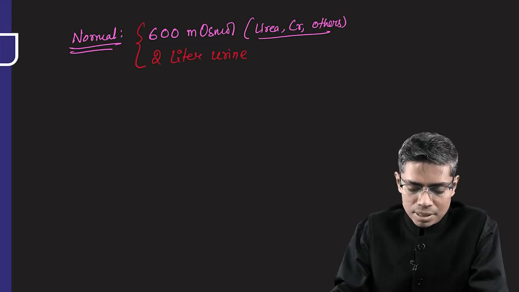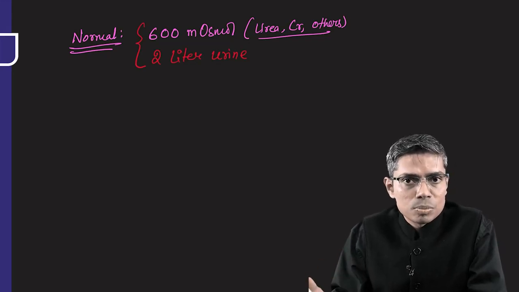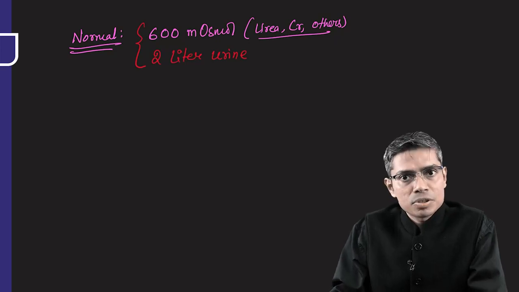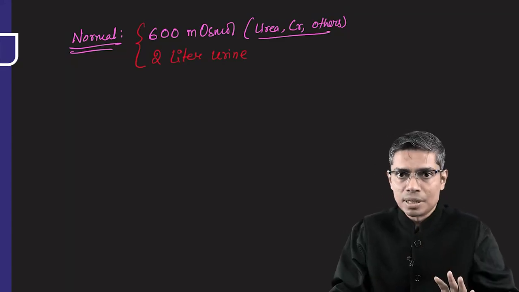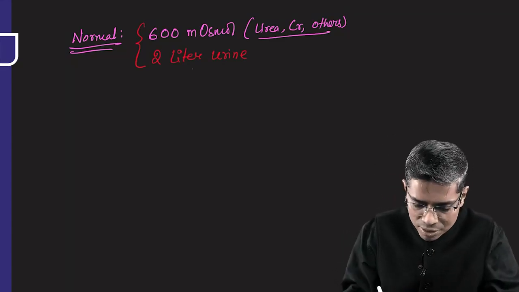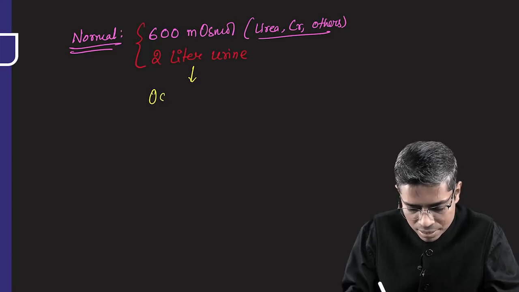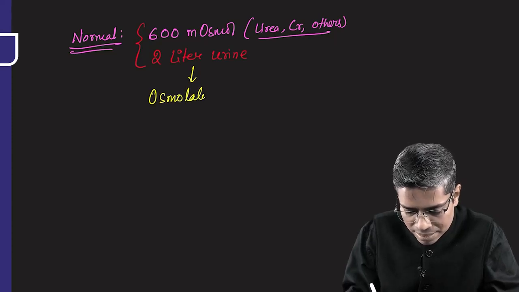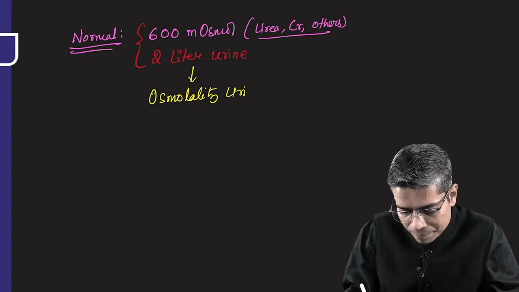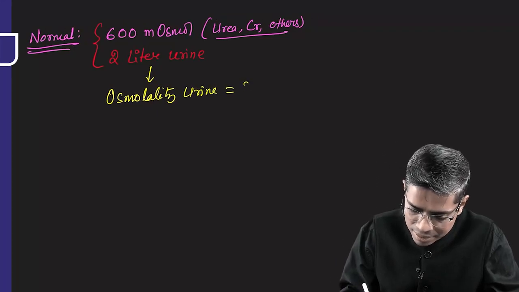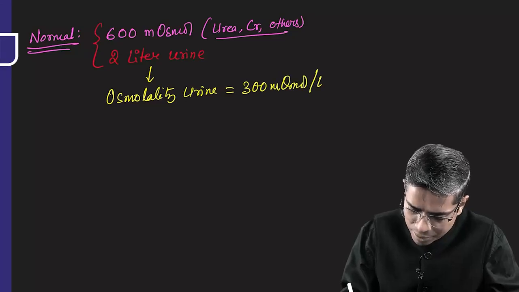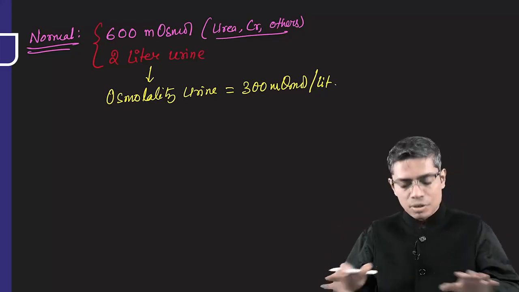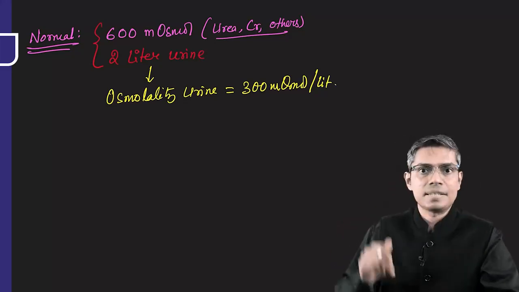So if I ask you, in these cases, what is the osmolality of urine? Simple question. 600 milliosmoles is present in 2 liters of urine. So in these cases, the osmolality of urine is 300 milliosmoles per liter. So this is the osmolality of urine in these cases.